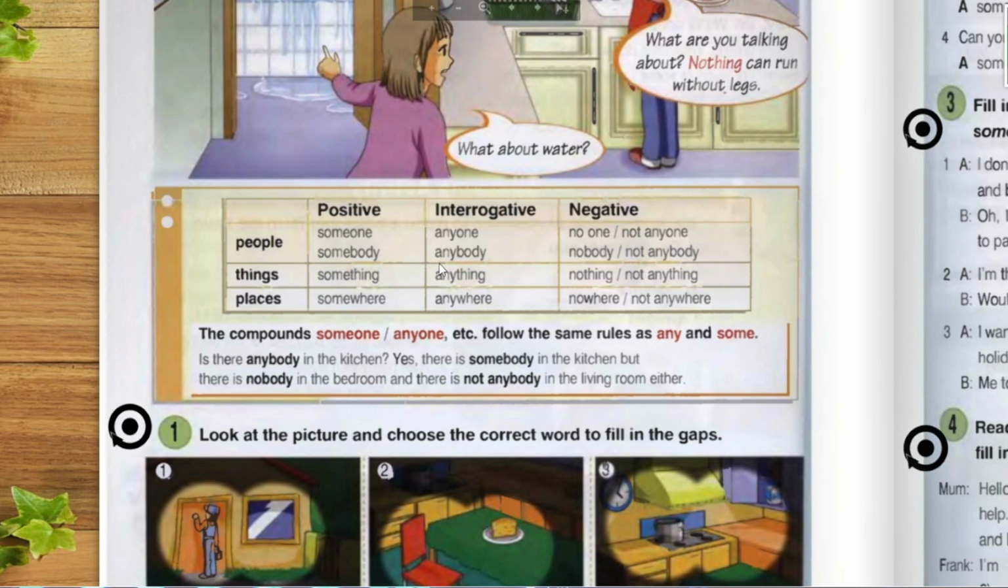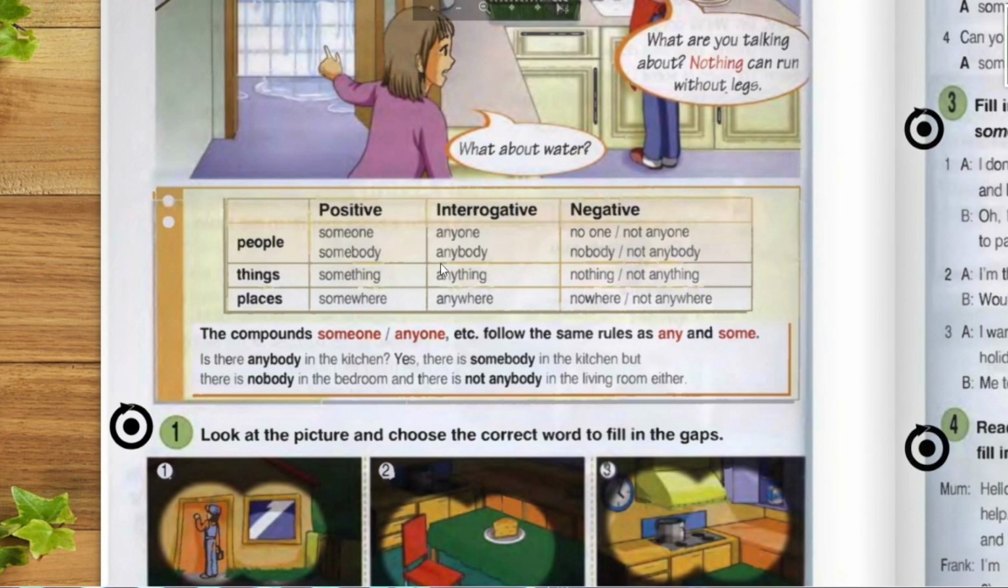The compound someone and anyone and etc. follows the same rules as any and some.